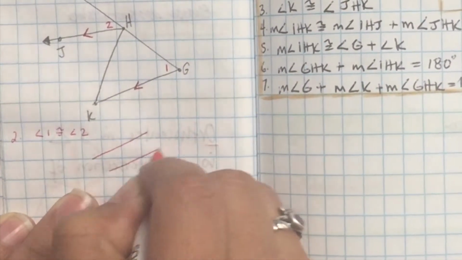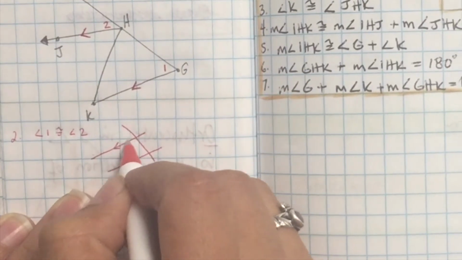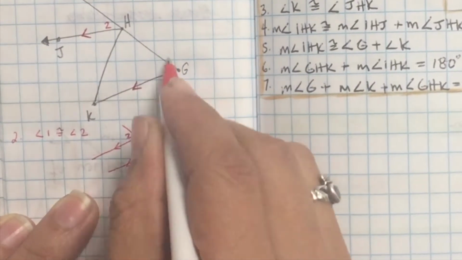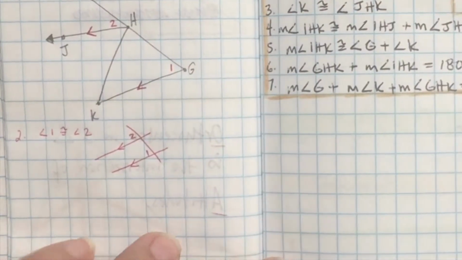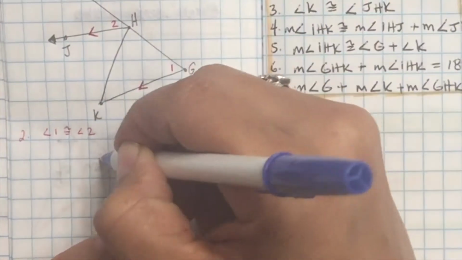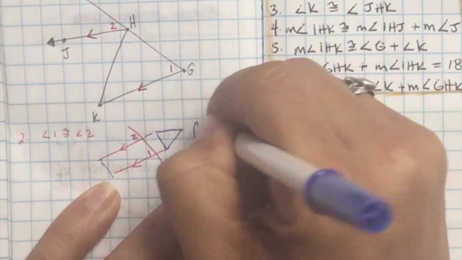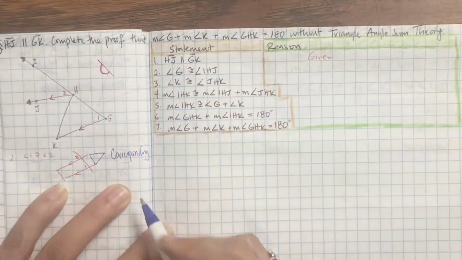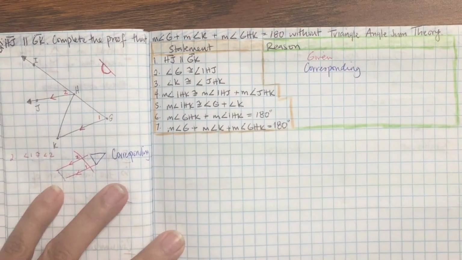Alright, so let me draw my parallel lines. And then it has that HG line going through it. And then it's angle 2 and angle 1. Why are those congruent? Because they're corresponding. Do you see how they're both, okay, if I drew my house, they're not both inside, they're not both outside. So we decided if it's on the same line and there's one in and one out, it's corresponding. Alright. So the reason would be corresponding.